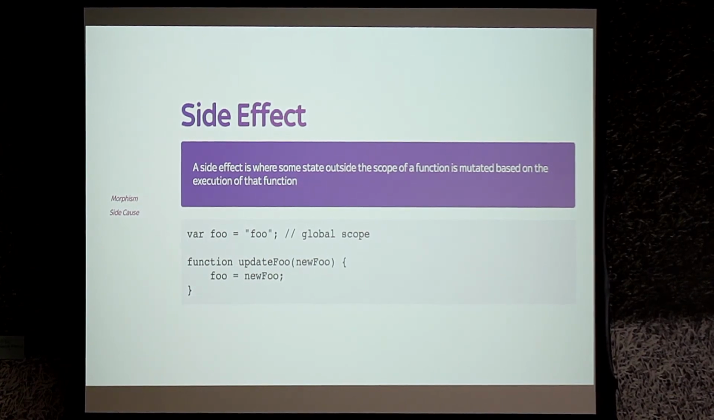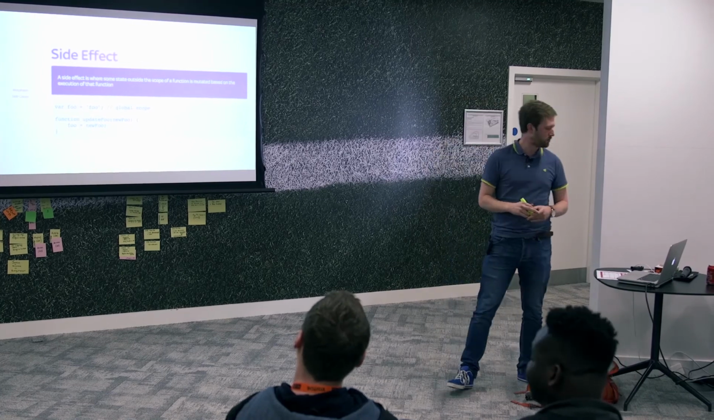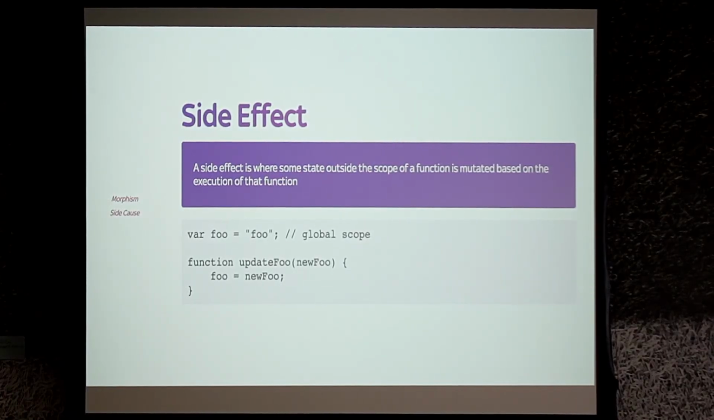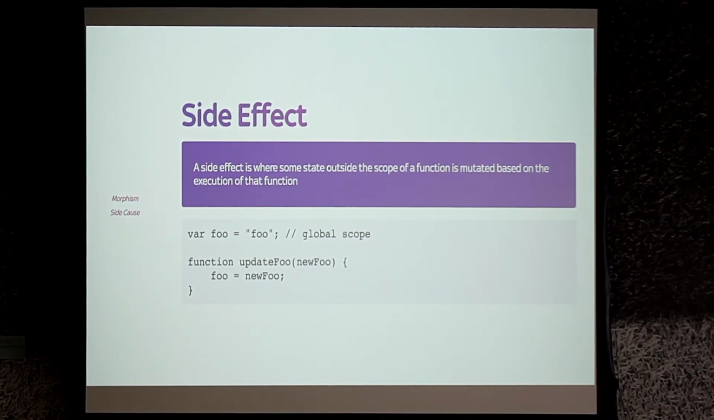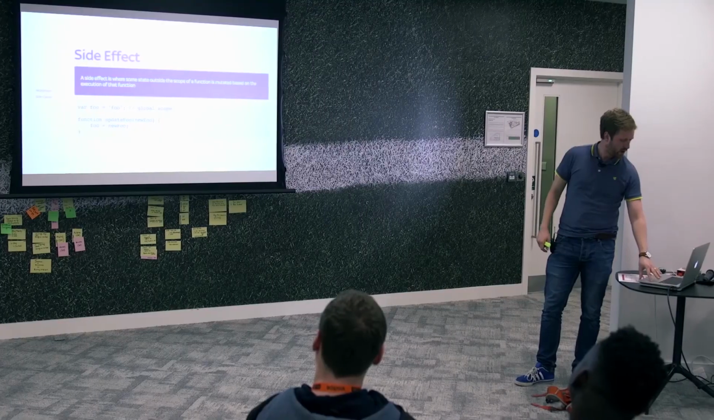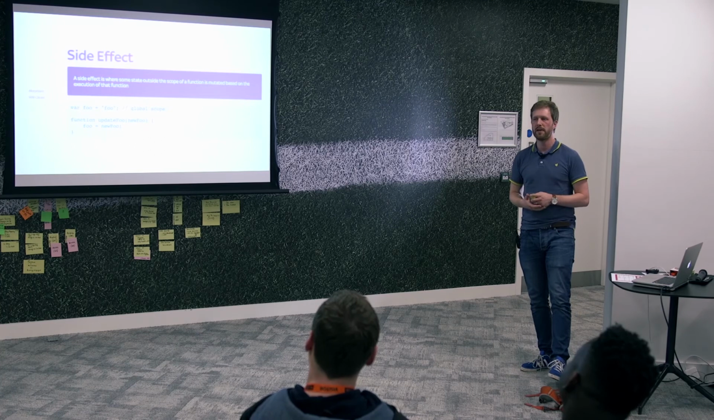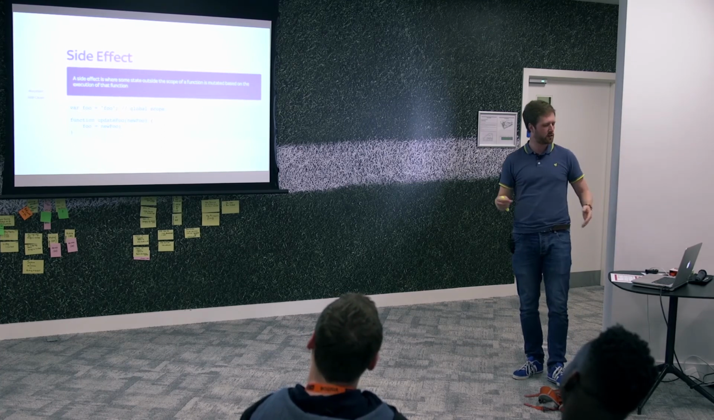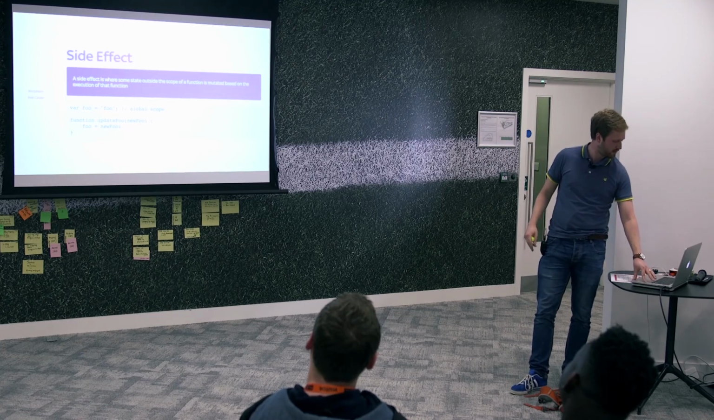So side effect is where some state outside the scope of your function is mutated based on that function being called. So if you've got some global scope with a foo in it, and then a function runs with some input and it changes it outside, doesn't return anything, that is definitely full of side effects. More typically, you'd see a side effect manifest in something like an error being thrown or an exception being generated by some code like JSON.parse. You wouldn't expect that to be a side effect, but it's an unexpected output that's differing from what you should be getting.